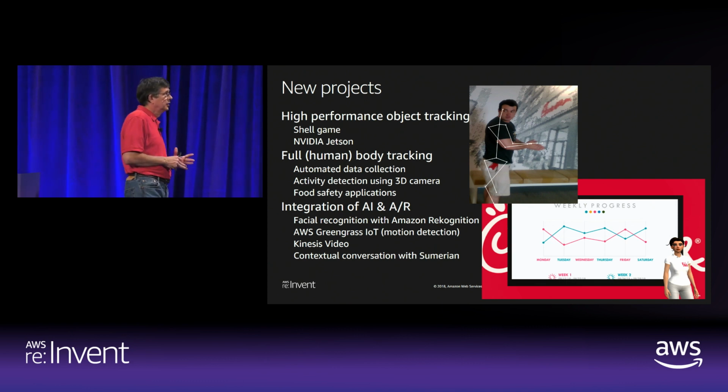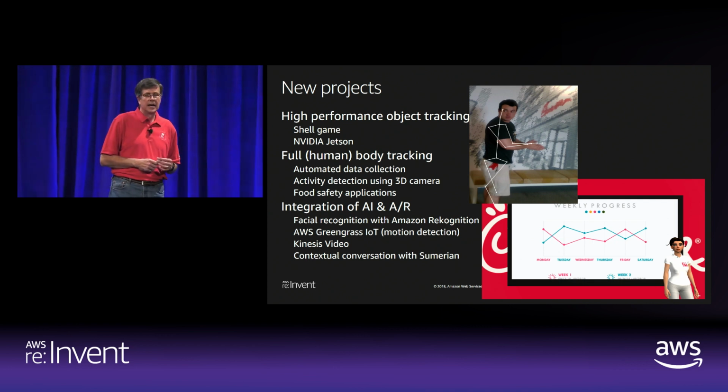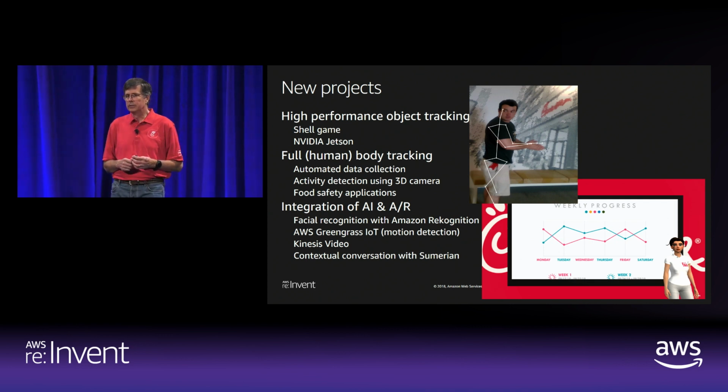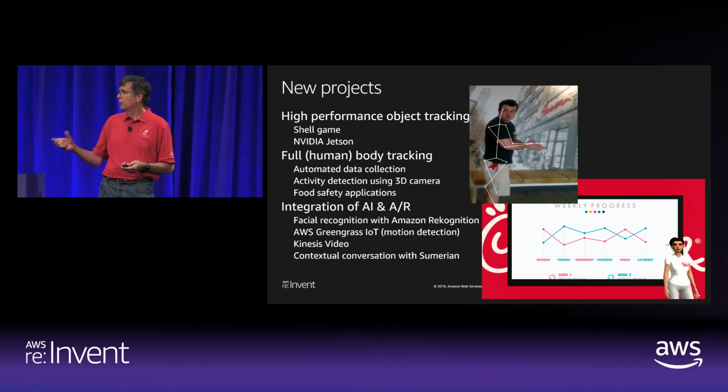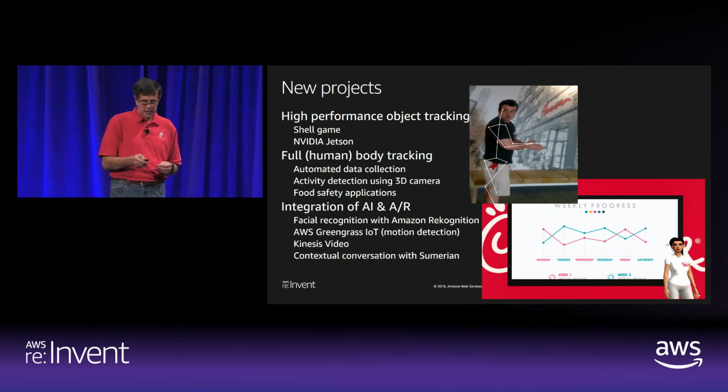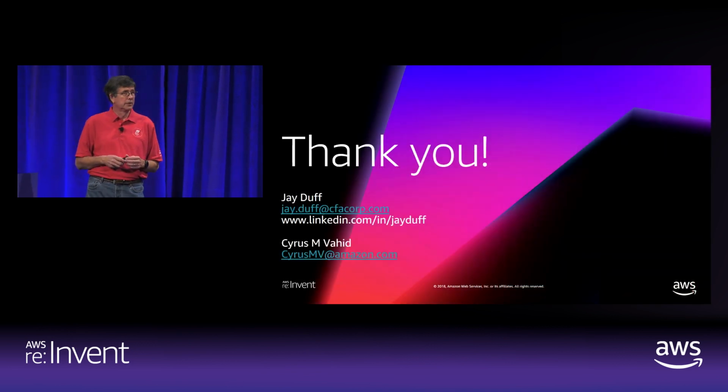And finally, we're working on integrating some of this AI capability with augmented reality. We're using AWS Sumerian, and we're integrating facial recognition into that, along with object detection and a few other AI technologies. We think that a more contextually aware interaction with augmented reality has a very good place in the restaurant business.